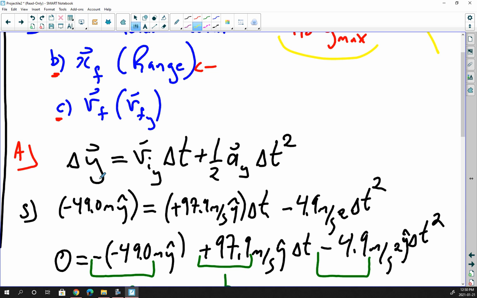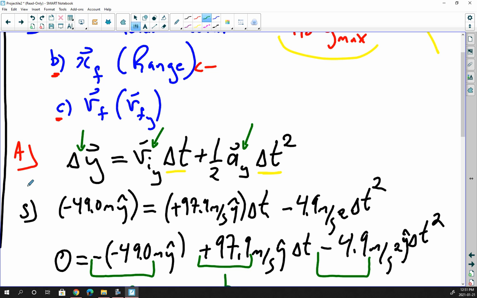We want to solve for the total time, which we're going to call delta t. So I have decided to pick this equation here because delta t is in it. That's what I want to solve for. Acceleration in the y direction is known. Initial velocity in the y direction is known. And change in position y component is known. So look, known, known, known. The only unknown is the time. So that's my analysis. I picked this equation for those reasons.